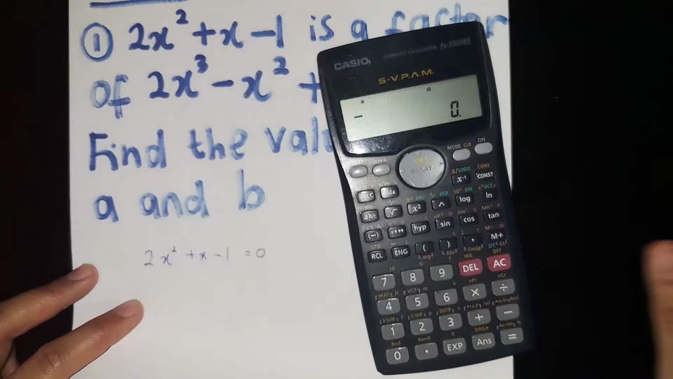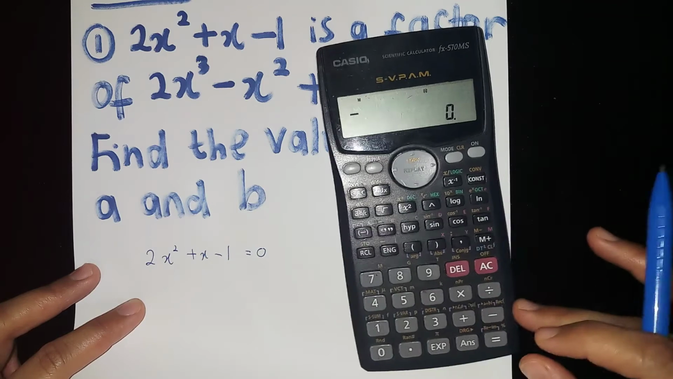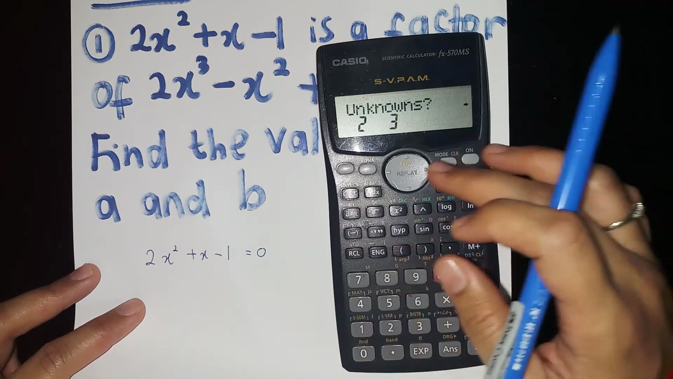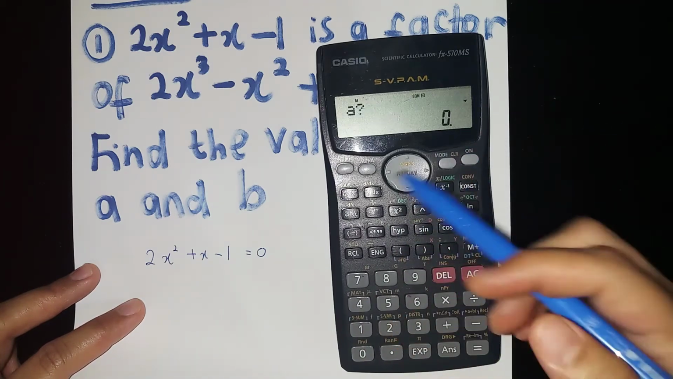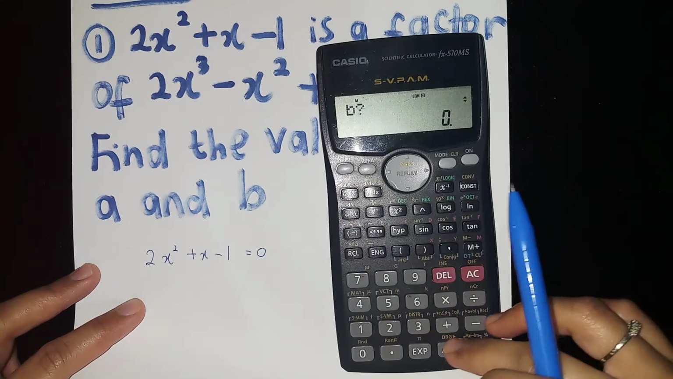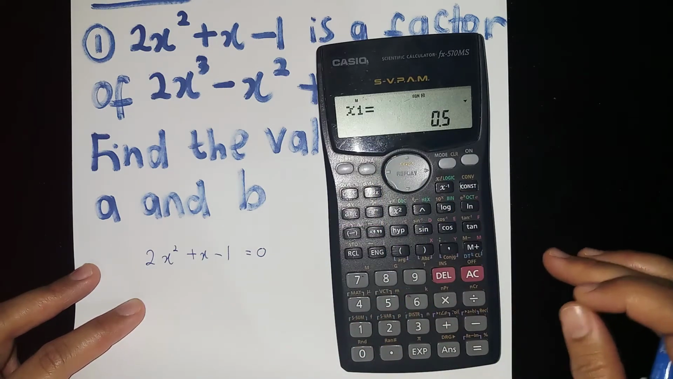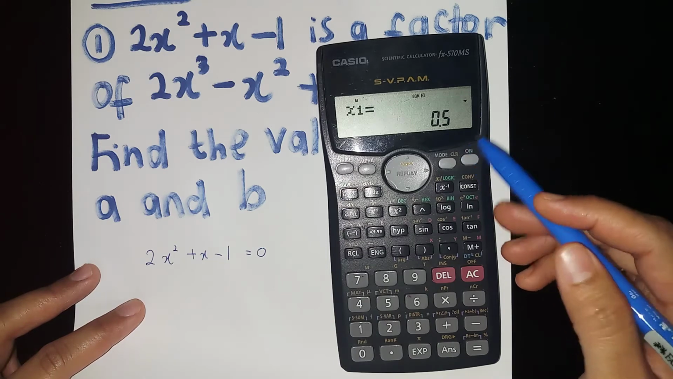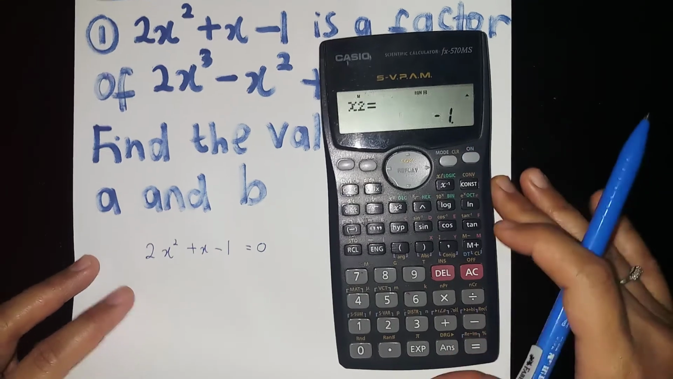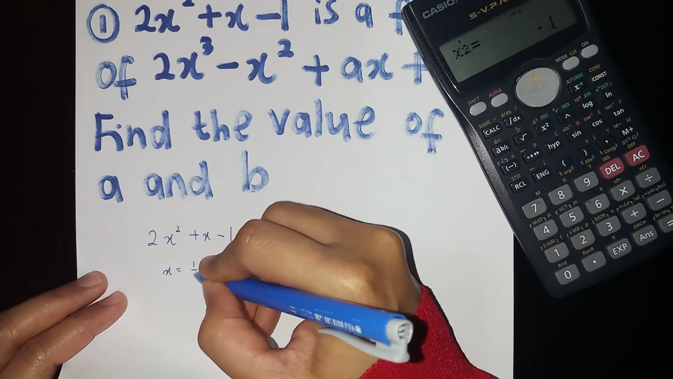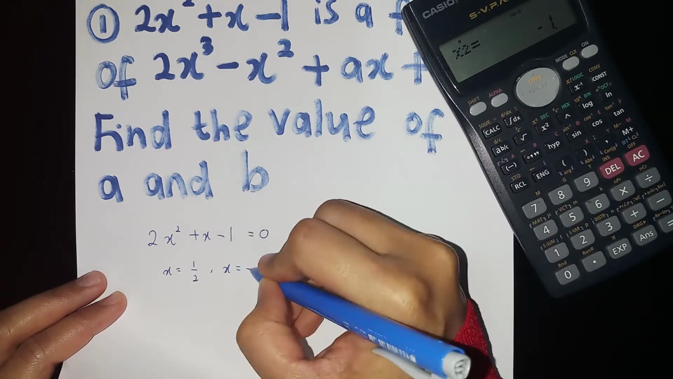So how do we get the value of x, or how do I let x be the subject here? It is by using the calculator. How do we solve a quadratic? It is by using EQN. So you press EQN. Unknowns degree is 2 now. So your a is just 2. Your b is 1. Your c is negative 1. So you will get your x equals to 1 over 2, and another one is x equals to negative 1.